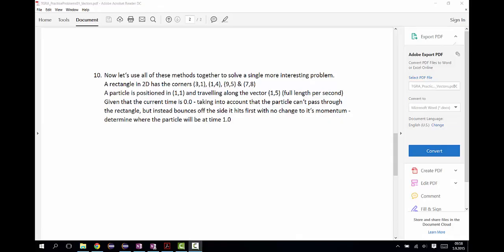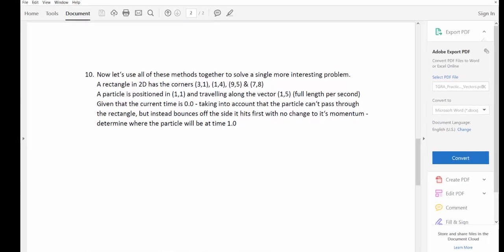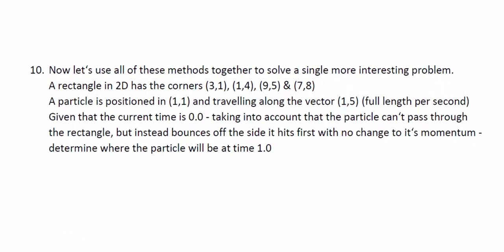10. So now we're going to take a single bigger problem of moving a particle in a certain direction, finding out where it hits something, reflecting it, and finding out where it is after a certain amount of time. And we're going to find a way to apply all of those vector mathematics methods that we've been looking at before, to solve this single problem. So to begin with, let's just draw a crude image of what we have here.